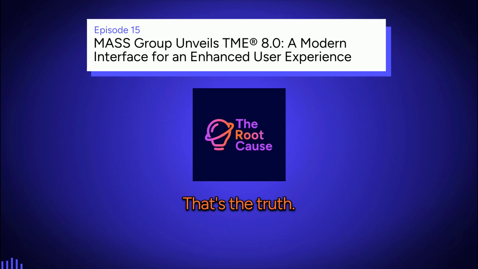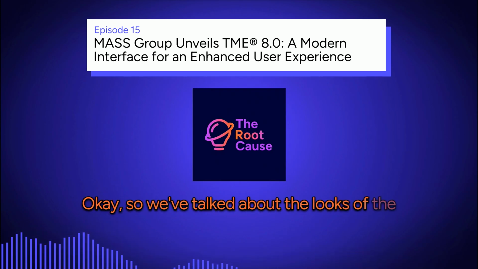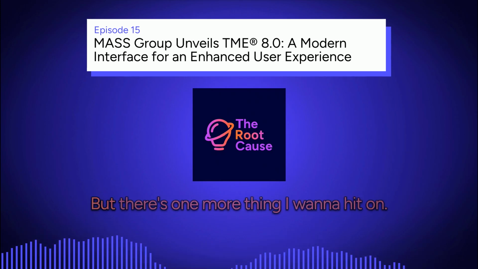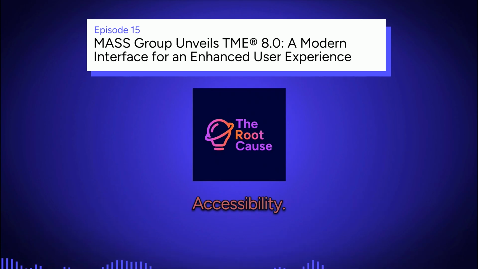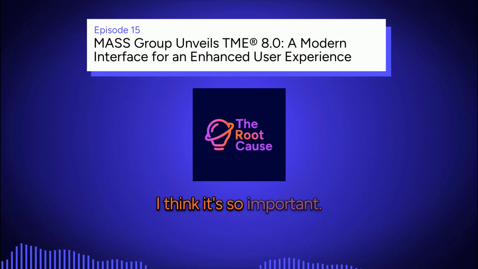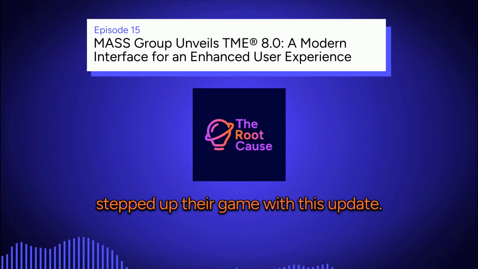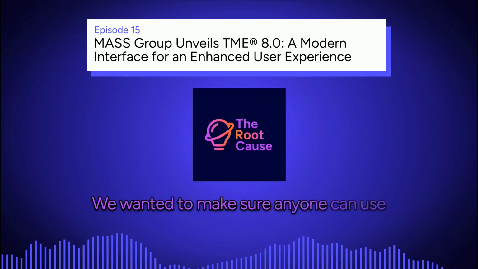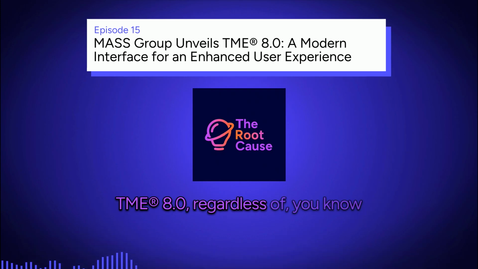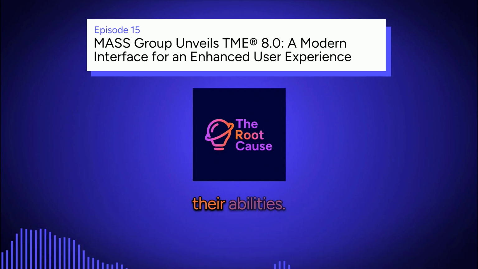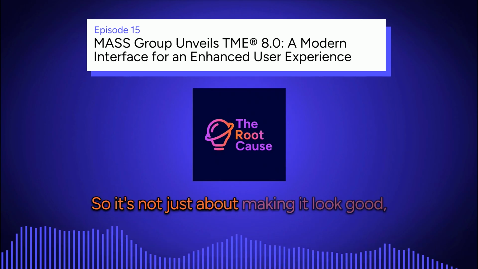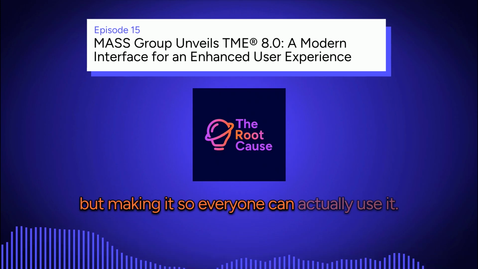That's the truth. Okay, so we've talked about the looks, the mobile stuff, and how much faster it is. Yeah. But there's one more thing I want to hit on. What's that? Accessibility. Oh, yeah. I think it's so important, and it seems like Mass Group really stepped up their game with this update. Definitely. They wanted to make sure anyone can use TME 8.0, regardless of their abilities. Exactly. So it's not just about making it look good, but making it so everyone can actually use it.